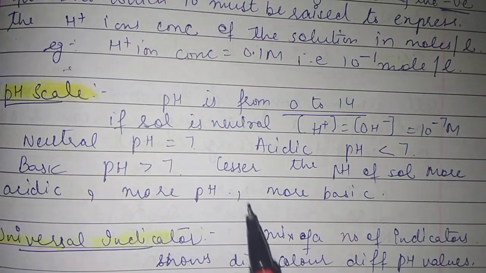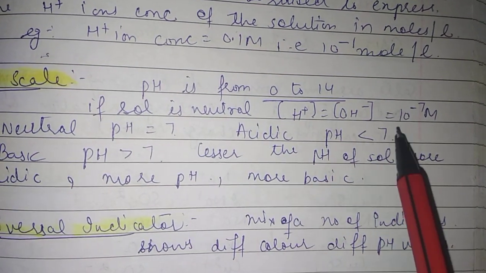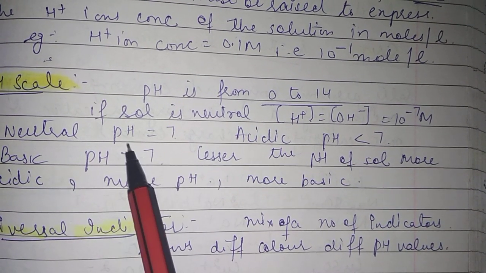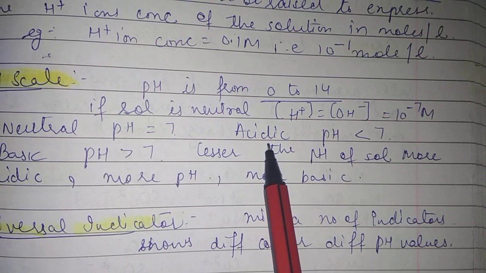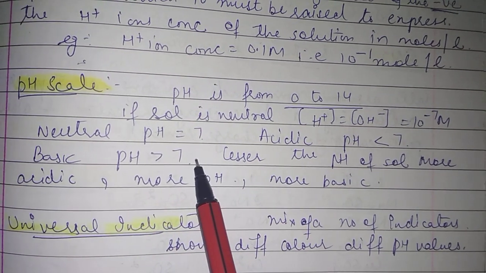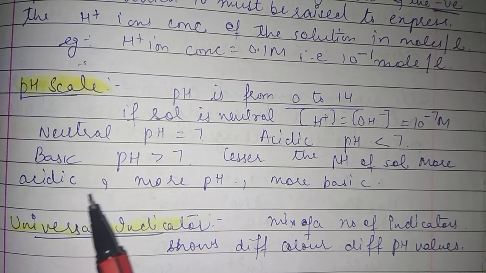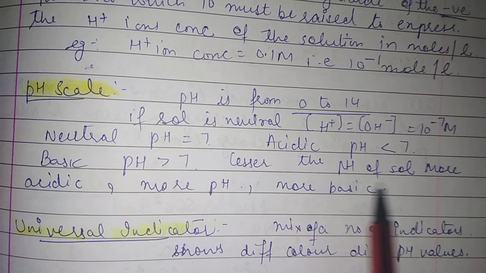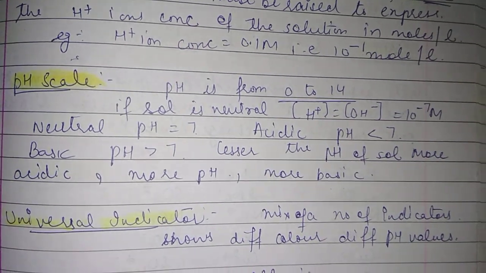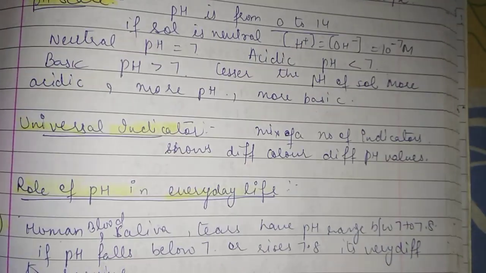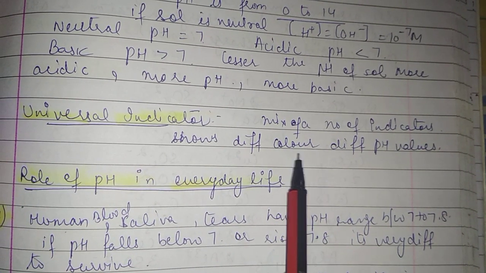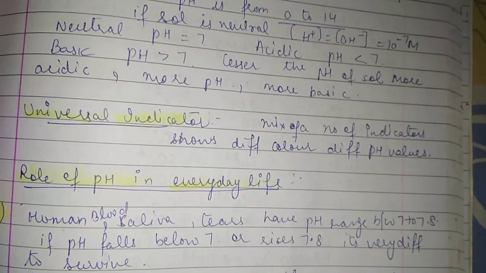If solution is neutral, it will be 7, 10 raised to power minus 7 mole. Neutral means pH is equal to 7. Acidic, pH less than 7. Basic, pH greater than 7. Lesser the pH of the solution, more is acidic. More pH, more is basic. Now the universal indicator is a mixture of a number of indicators that shows different colors at different pH values.